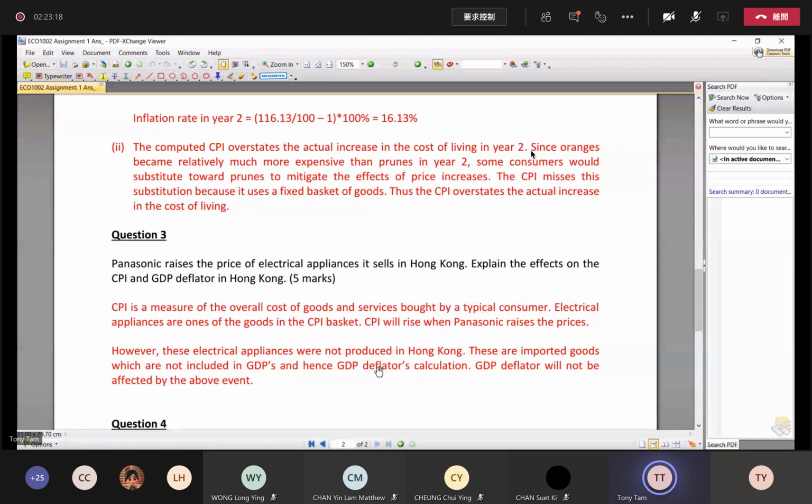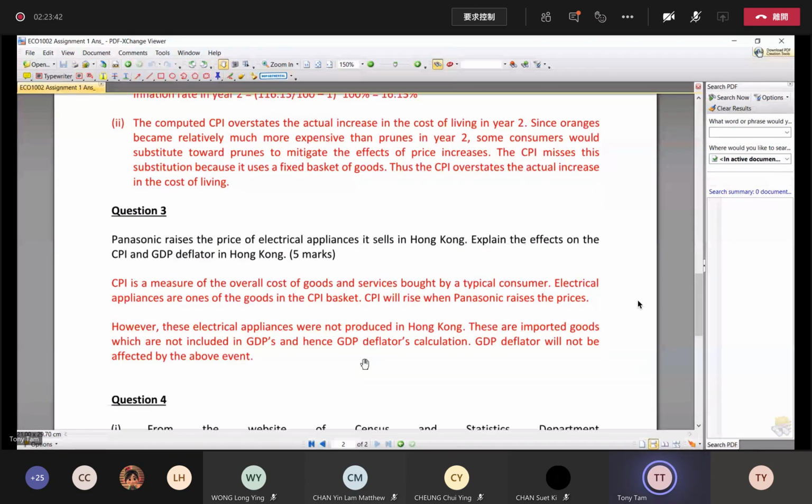Some students said it will be uncertain. No, it is not uncertain. GDP data would not be affected. That would be the point. So any question about that? Okay, thank you.